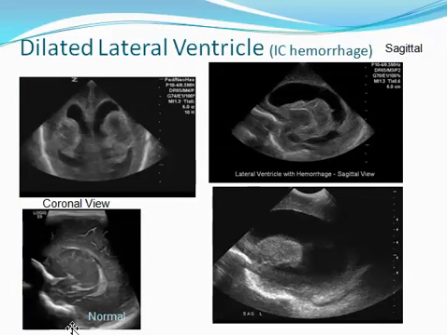If you look over here in this slide, this is the normal, and look over here, this is the coronal view, this is the sagittal view. You see the entire lateral ventricle is very much dilated, and with the hemorrhage, you see all this structure. So this is the hemorrhage along with the dilated lateral ventricle.